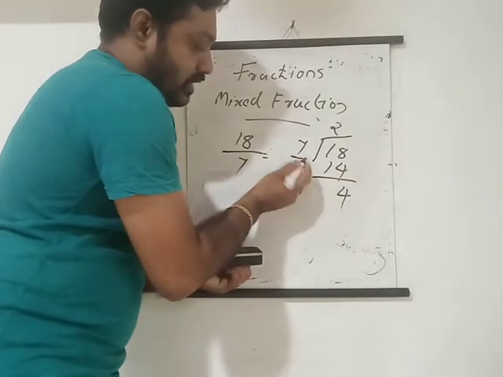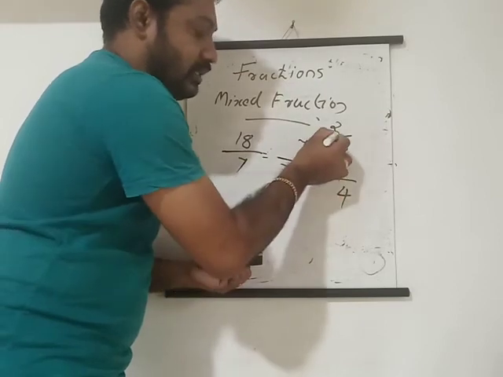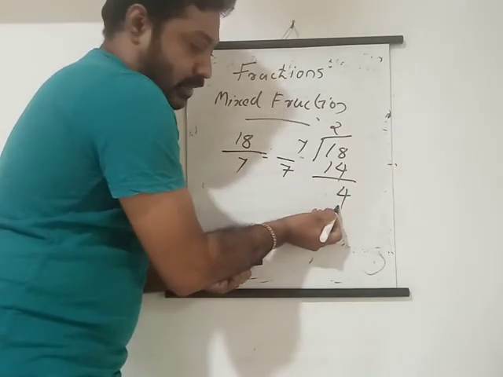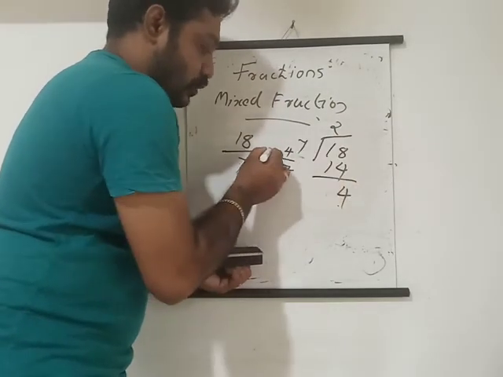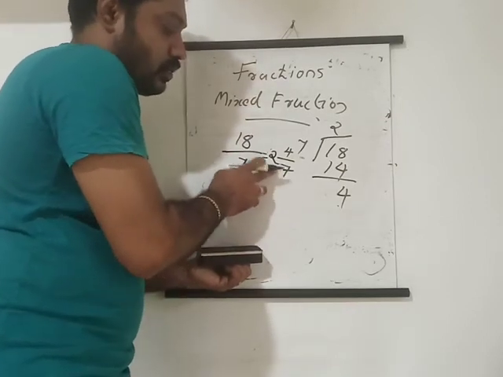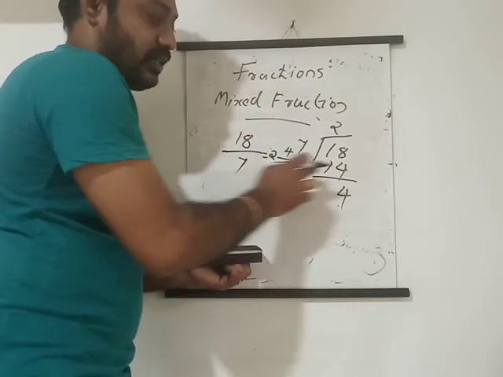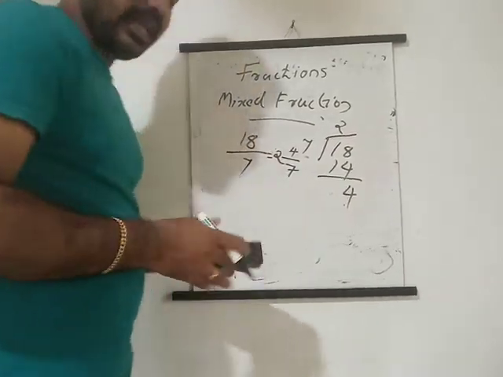The divisor is 7, so write 7 here. Above, we have to write the remainder 4. Then what is our answer, the quotient? 2. So it is 2 and 4 by 7. You can see that 2 7s are 14 plus 4 is 18. We are getting the dividend 18. That is the way we write the mixed fraction.